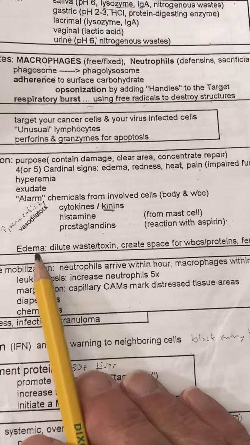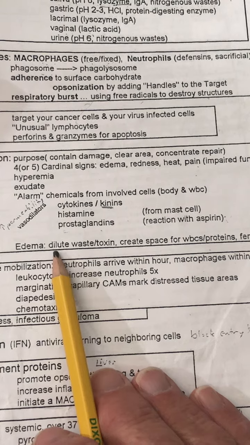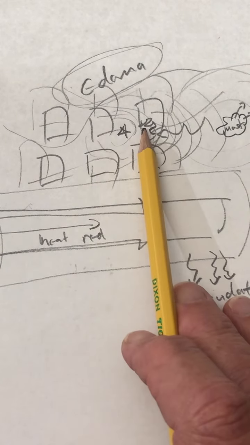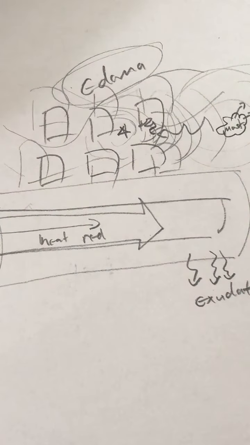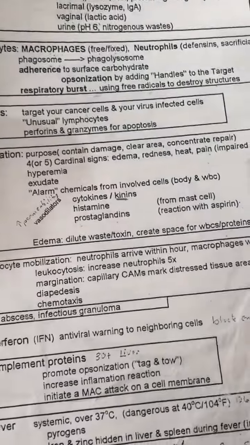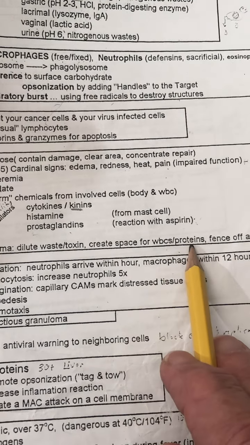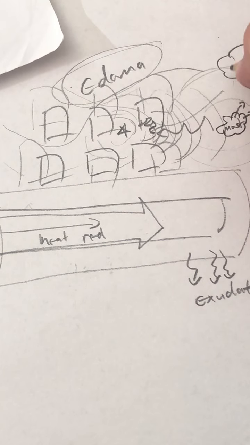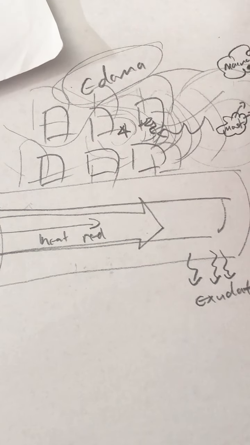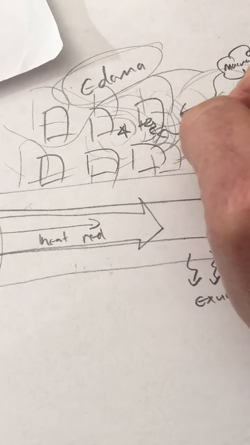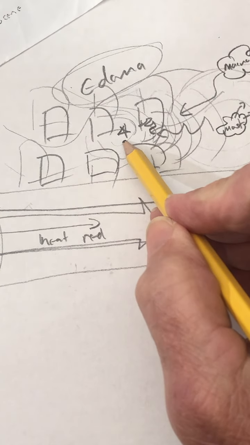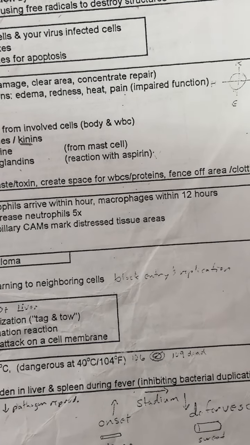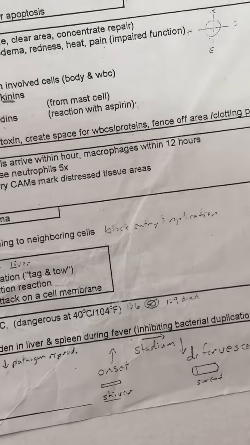Some other things to keep in mind, the edema. The edema dilutes waste and toxin. If something was damaged, if something is polluting the area, edema tends to spread out the pollutants. It dilutes it. It also creates space for white blood cells and proteins. When the cells back off, other white blood cells, such as macrophages, that just happen to be in the neighborhood, now can move on in. And they can more readily find the targets because the cells have been pushed backwards. Sort of like separating the trees when you're trying to run through a forest. It's a little bit easier if they were farther apart.